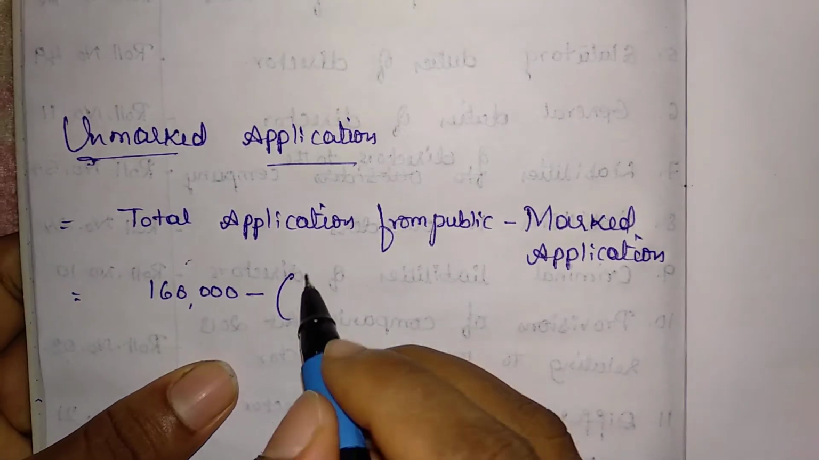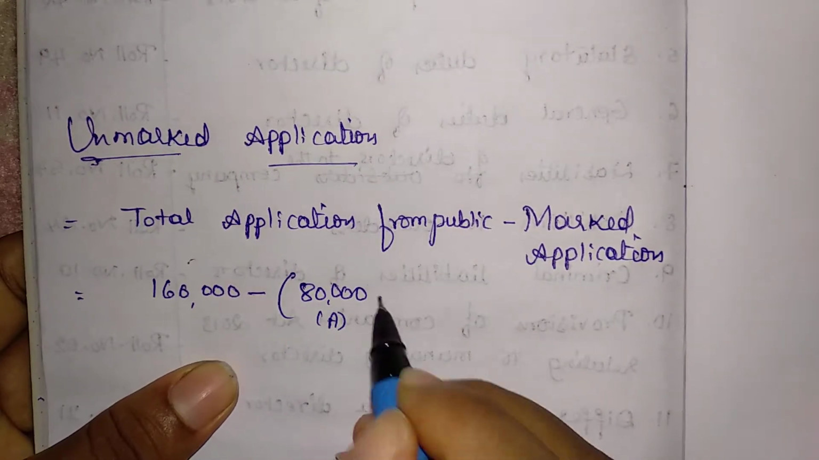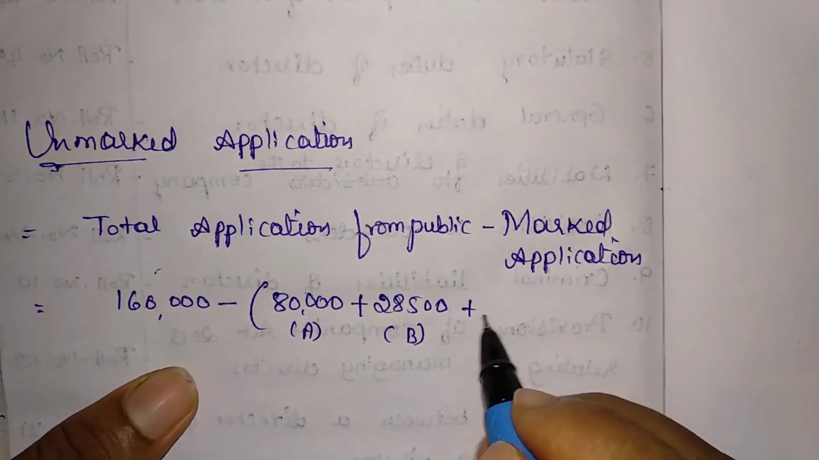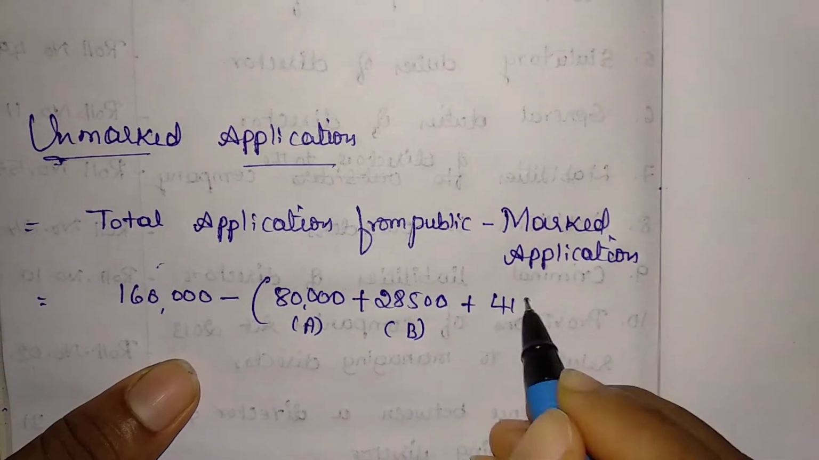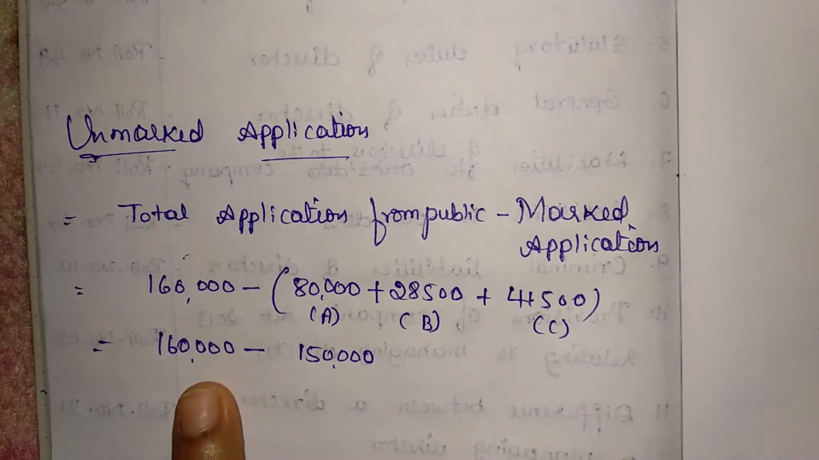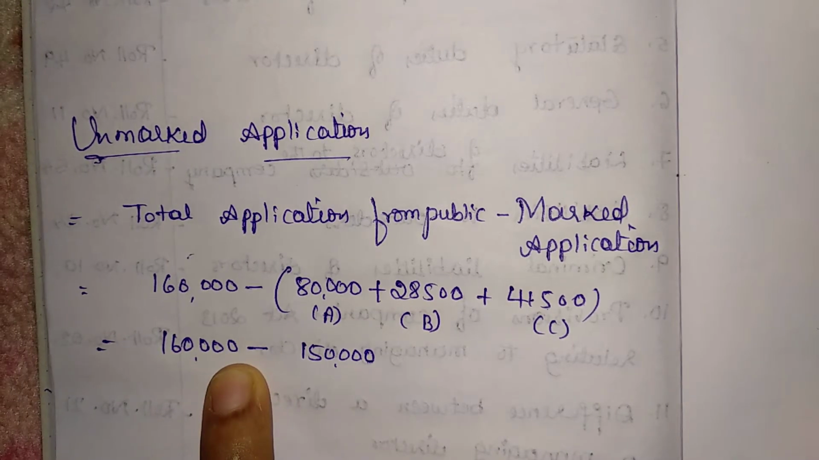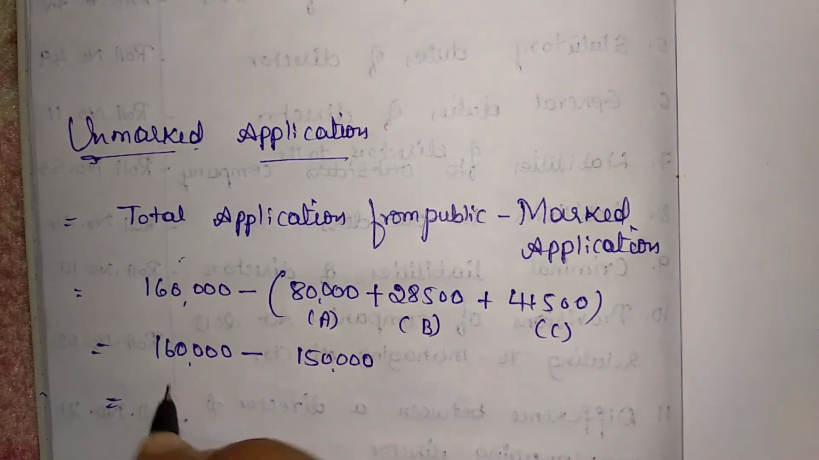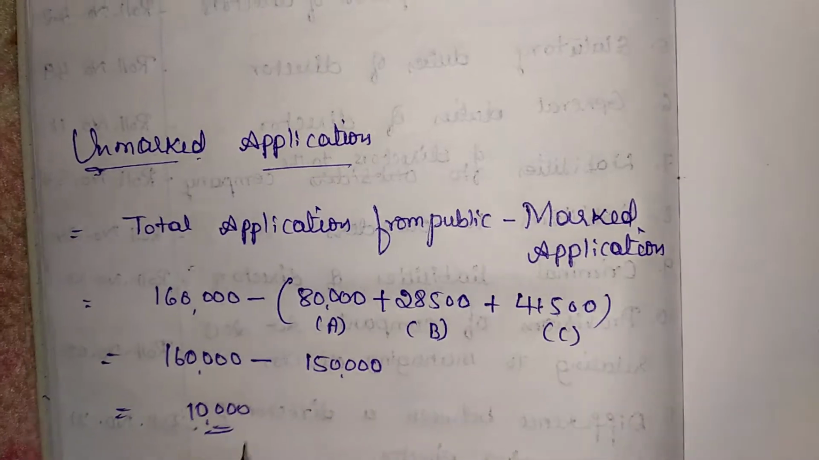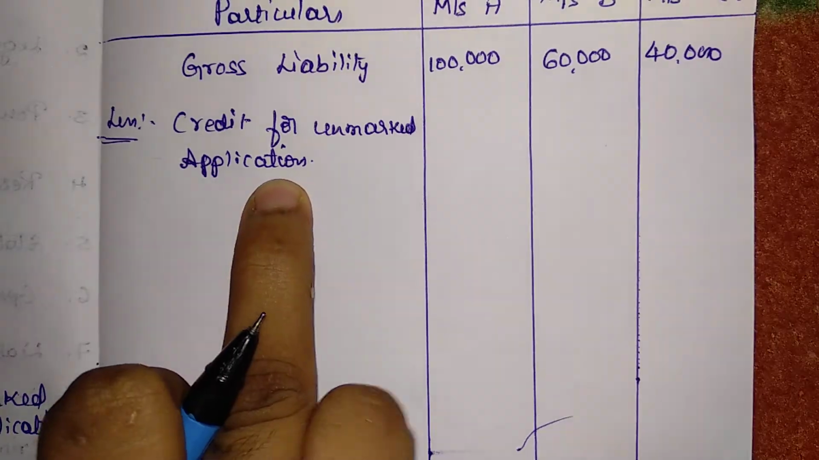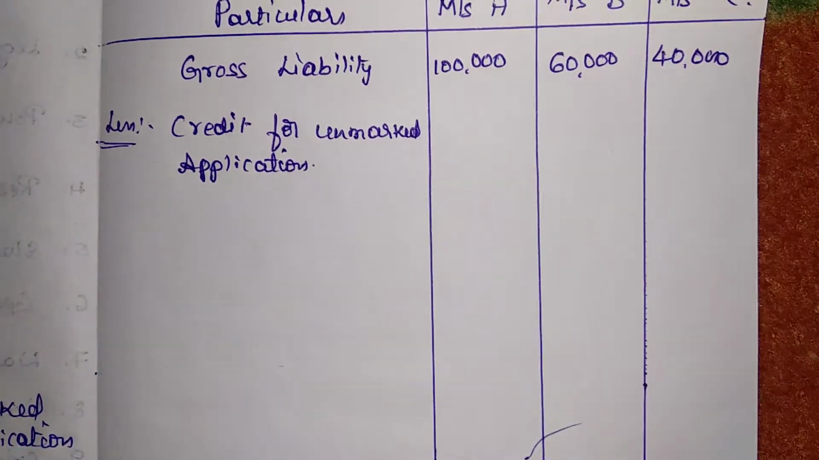Through A, 80,000 shares were received. From B, 28,500, and from C, 41,500. So total marked application is 1,50,000. Total application 1,60,000 minus marked application 1,50,000, so you'll get unmarked application, that is 10,000. You have to give the benefit of unmarked application to all the underwriters, because underwriting is for the whole of the issue. That's why we are giving credit of unmarked application to all the underwriters.